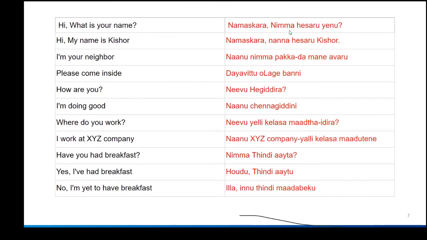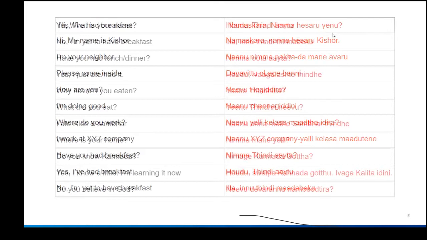Here nimma is being used because it's generally suggested that you just use this word. It's okay to use it even to somebody younger or very close. There's no harm in it. Like in Hindi also, there's a lot of places where they don't use tum, they just use a plural form, the one that you use for more respect, right? So it's okay to just use nimma instead of ninna everywhere. That's acceptable. Okay, so I'm asking, namaskara, nimma hesaru enu.